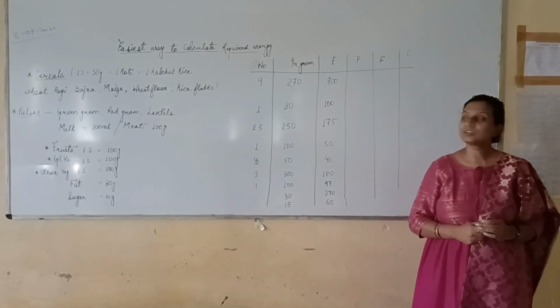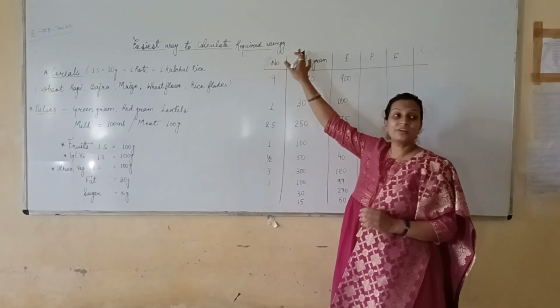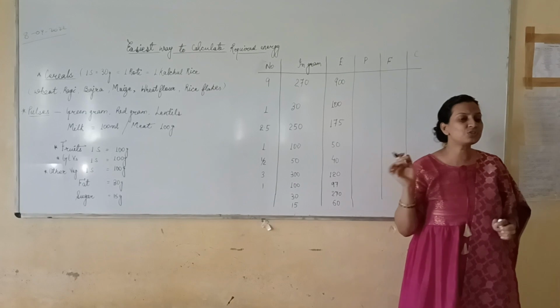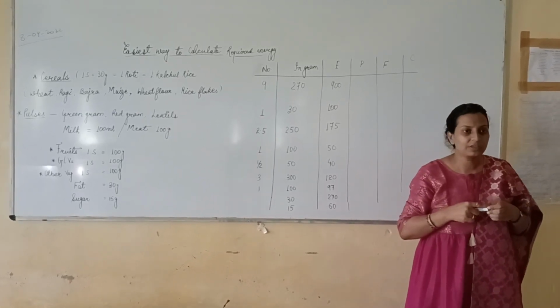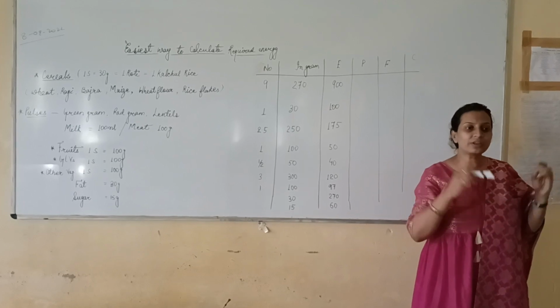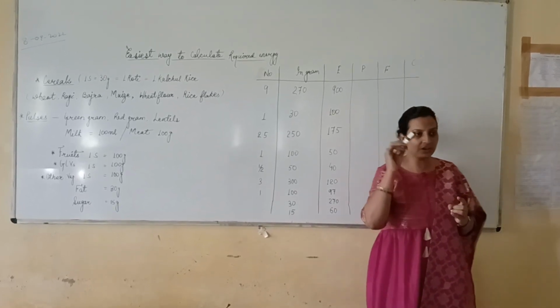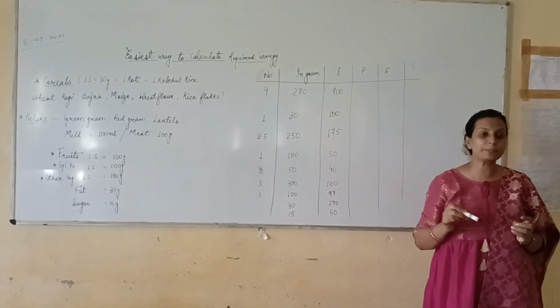Good afternoon friends. Today we will be learning the easiest way to calculate the required energy. In the previous classes you have learned how to estimate one's requirement. There are so many ways. One you can learn from the ICMR chart. Another easiest way is to multiply the ideal body weight by 30 for sedentary people.